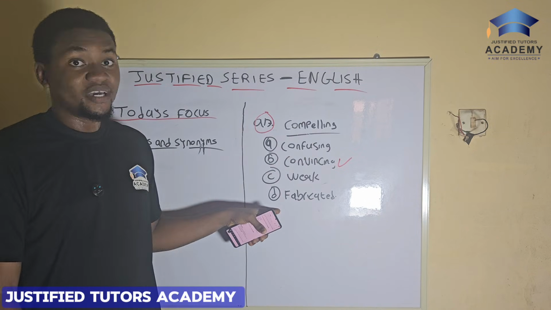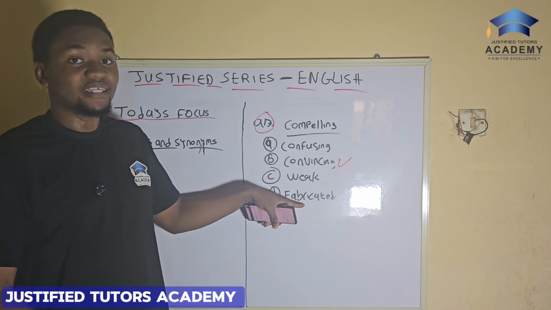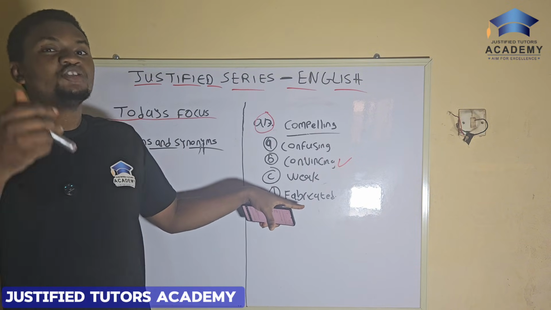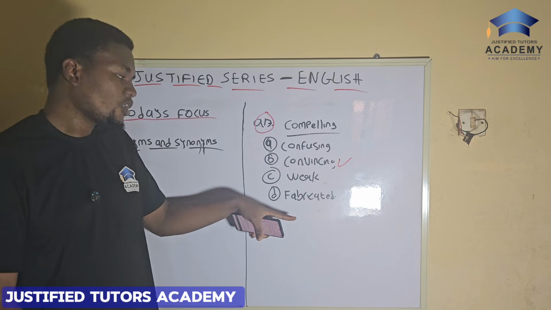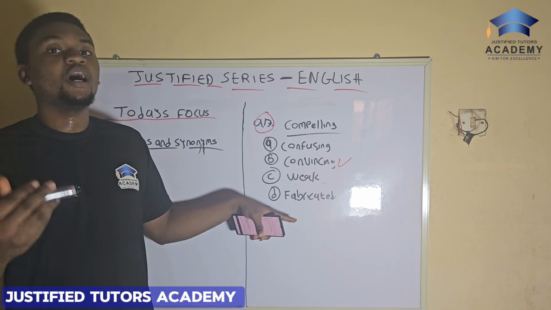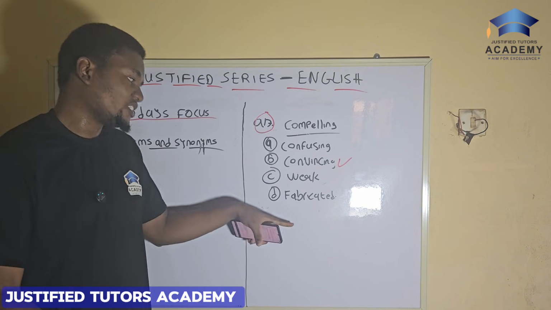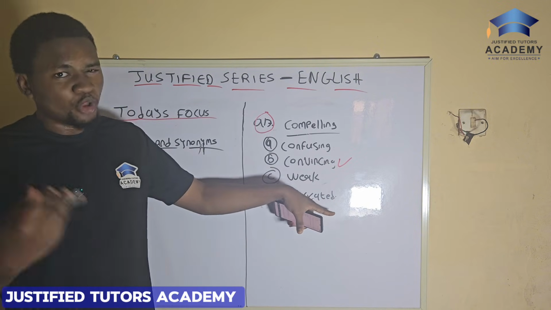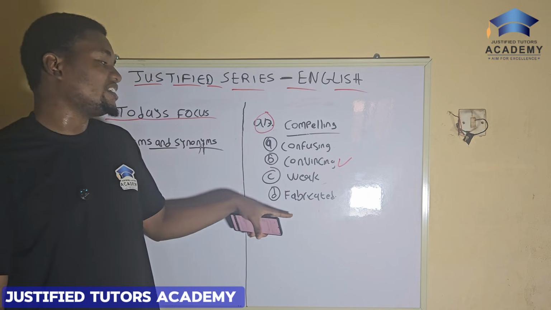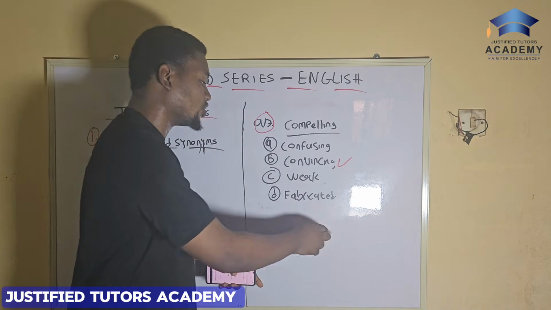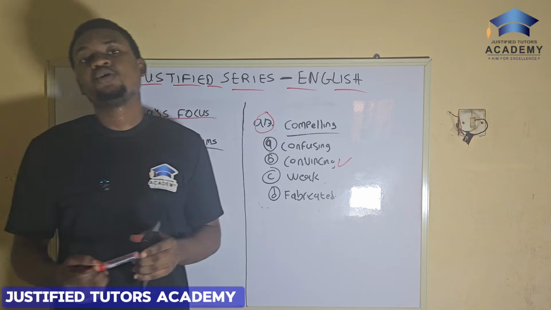Same thing goes with fabricated. Just so you know, fabricated can mean something false. Are you getting me? Because sometimes we use it like, she fabricated the lie. So yes, it means something false, not solid enough. So each of these, A, C, and D, are all opposite meaning to the word compelling. Only B is nearest meaning to the word compelling.